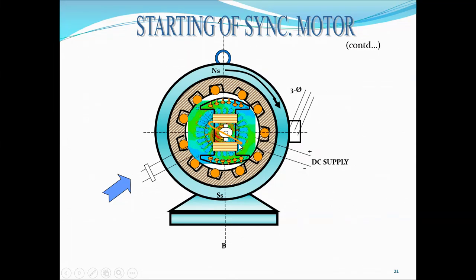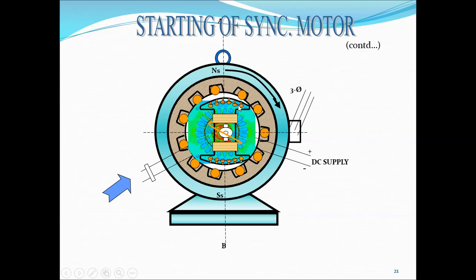And this one shows the DC excitation is given here. You can see the positive and negative DC supply that is given to the field excitation. Here it is showing the terminal box. Here we are giving the three-phase supply, and the three-phase supply is given to the stator winding. So likewise, the rotor is rotating.